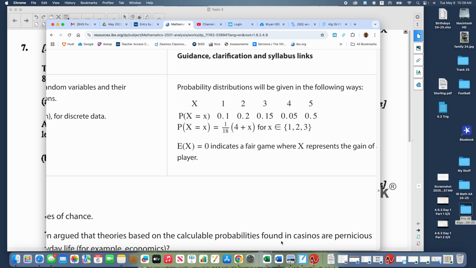Now, another question they like to ask is if I have a fair game, then the expected value should be 0. It shouldn't be biased one way or another, whether I lose money or gain money or whatever the case may be.